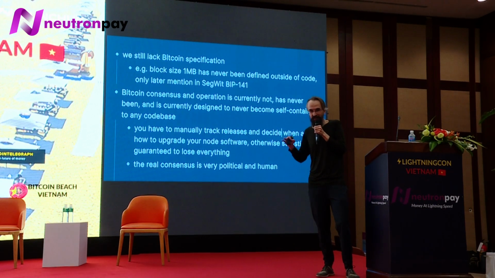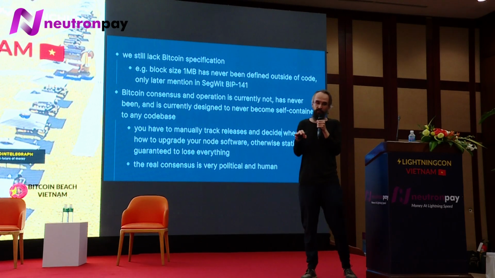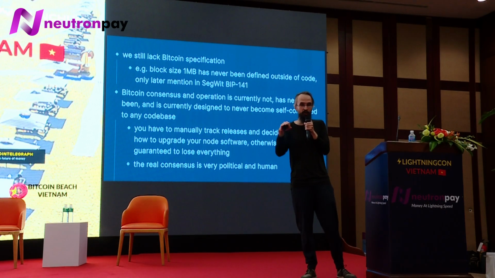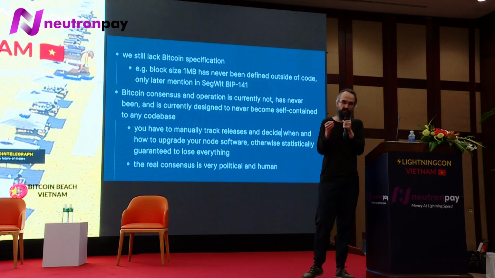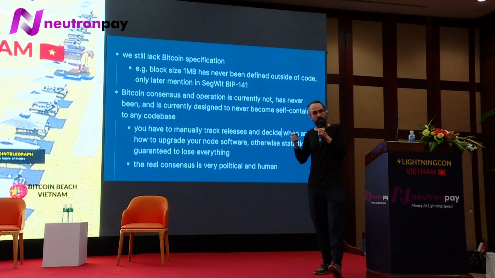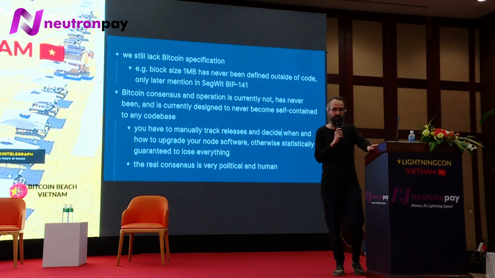So the on-chain consensus is not enough to keep everything. You have to keep track of human consensus that decides soft forks, hard forks, and all of that. So we do probably need to refine the protocol spec at some point, because right now the code is the spec. It's not even the BIPs. It's the code only partially described as BIPs, and that's a problem.